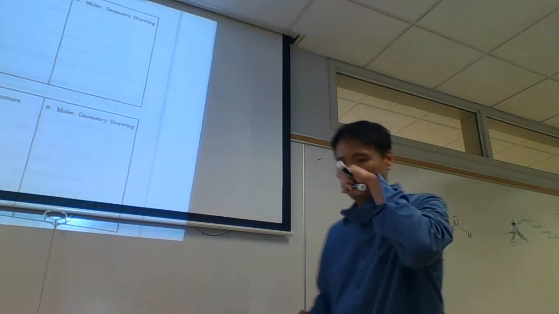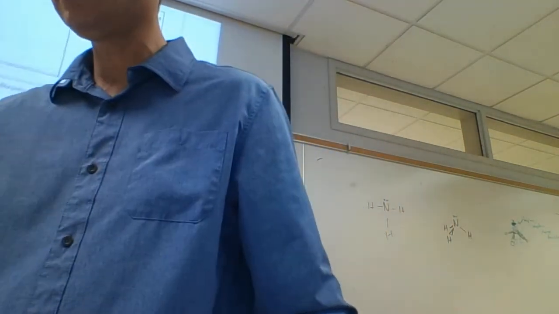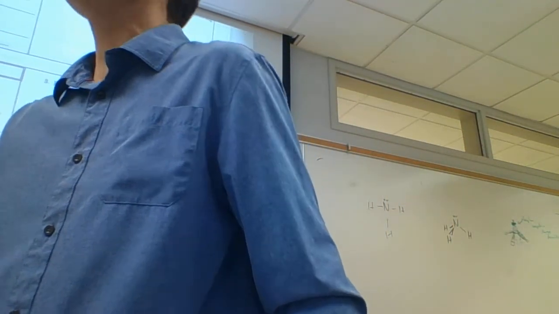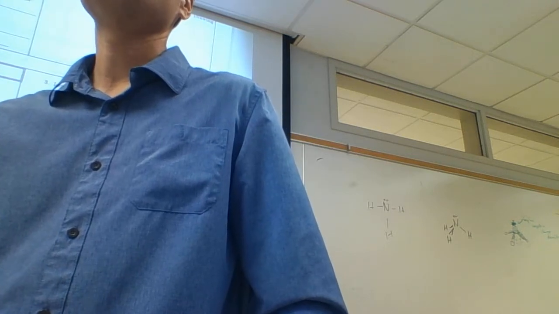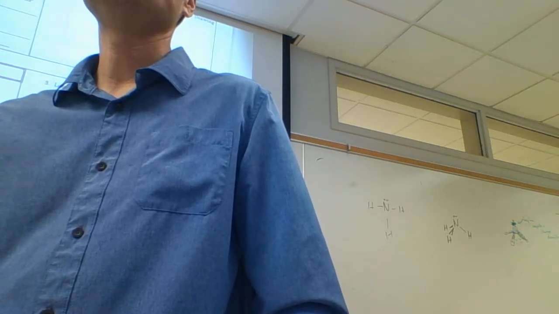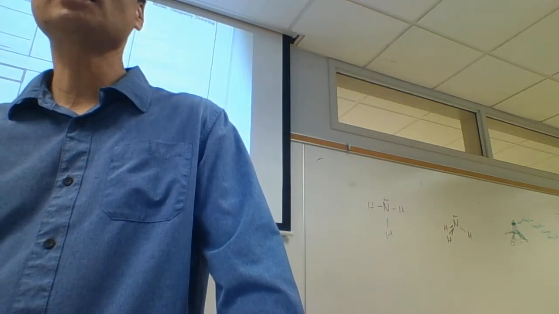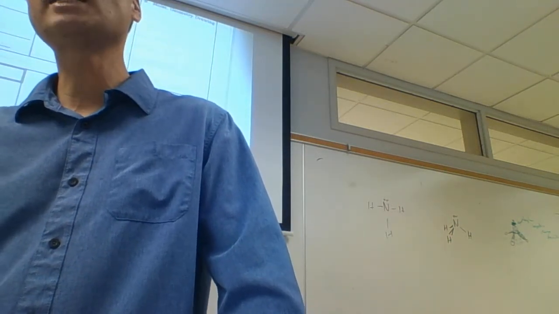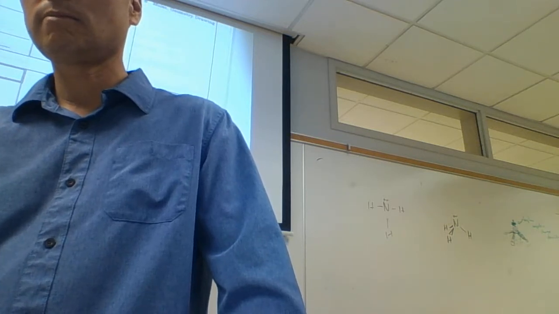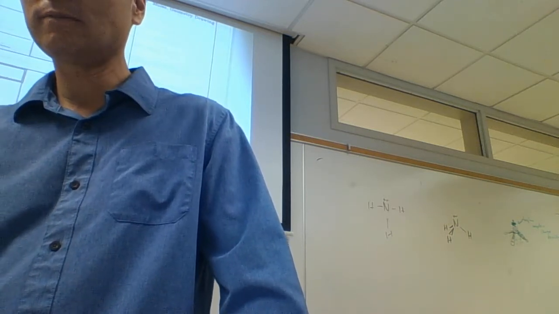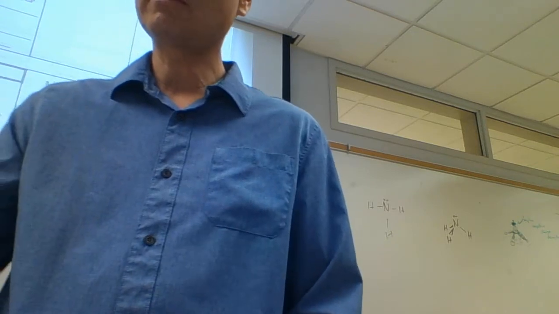And so what we're going to do here for the bond angle is we're going to say the bond angle is going to be less than ideal. Now bond angle is defined by 3 atoms, so it's the HNH angle. It should be 109.5, it's going to be 107. Roughly 107.5.